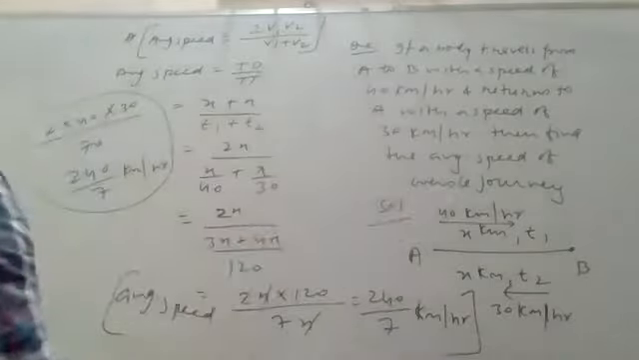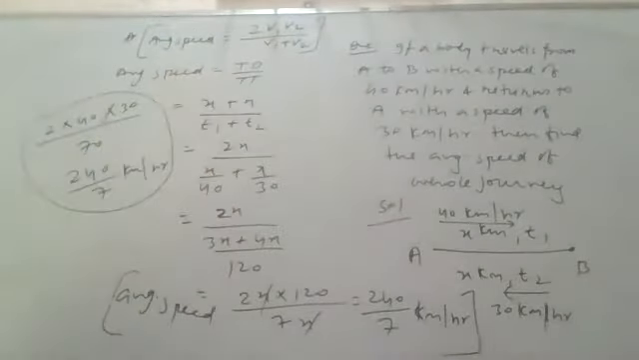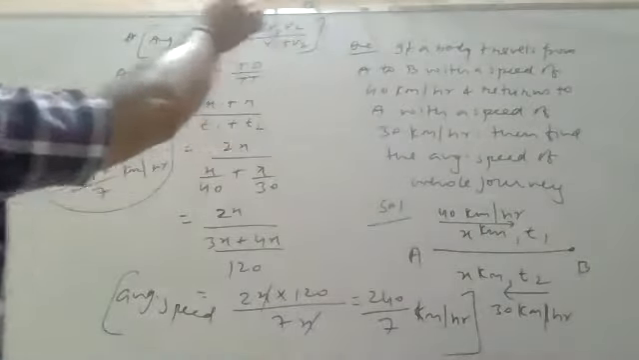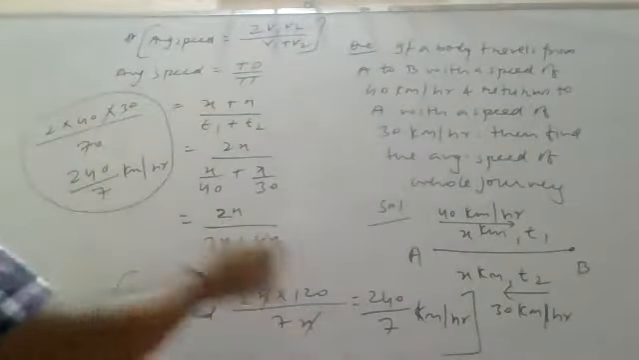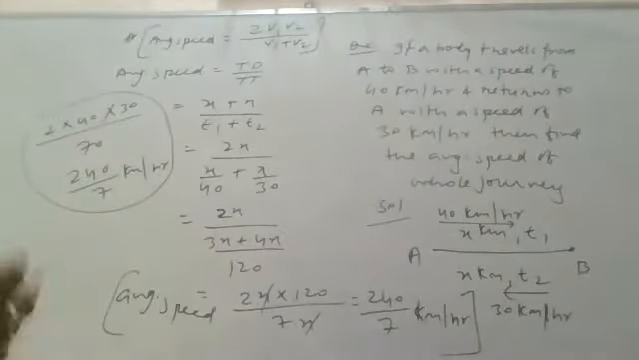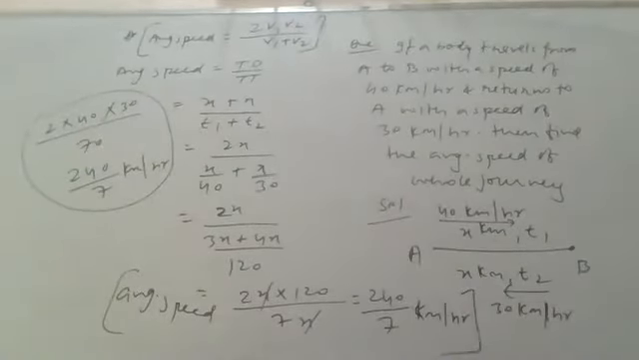Whenever this variety of question comes, you can directly use this format. Average speed is equal to twice V1 V2 by V1 plus V2. If I place the values, I will get the same answer. But this is the actual concept. We should know the concept, but to increase speed, if the formula is memorized, you can get the answer quickly. Hopefully this point is clear to all of you.